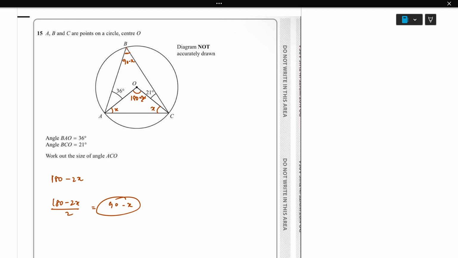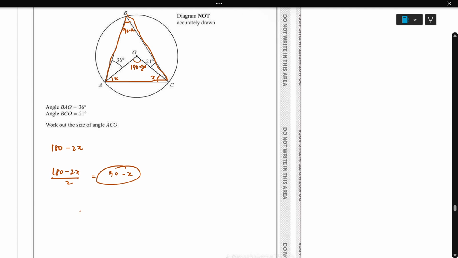Now we are going for the angle sum property. We'll take a big triangle now. Add up all equal to 180 degrees. So I'm going to write 90 minus x plus 36 plus x plus x plus 21 equal to 180 degrees. So this negative x and positive x will cancel. So 90 plus 36 plus 21, plus x.